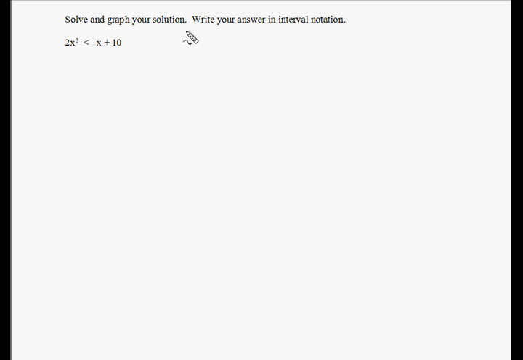Solve and graph your solution. Write your answer in interval notation. 2x squared is less than x plus 10. So we need to have all our variables on one side of the equation. And while we're at it, we might as well bring this 10 over also.